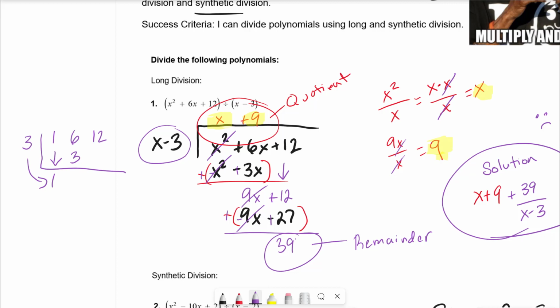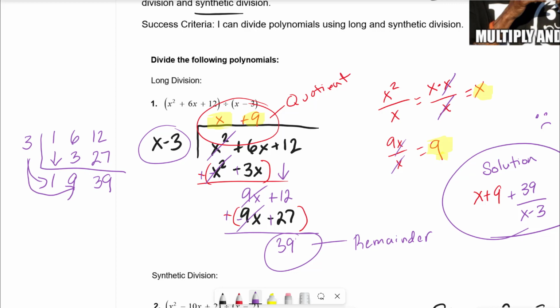Instead of subtracting these two values, 6 and 3, I'm going to work a little bit backwards. I'm going to add them together. I repeat the same process. I'm not going to divide. I'm going to multiply. 3 times 9 gives me 27. I'm not going to subtract these two values that I do in long division. I'm going to add them, and that gives me 39.